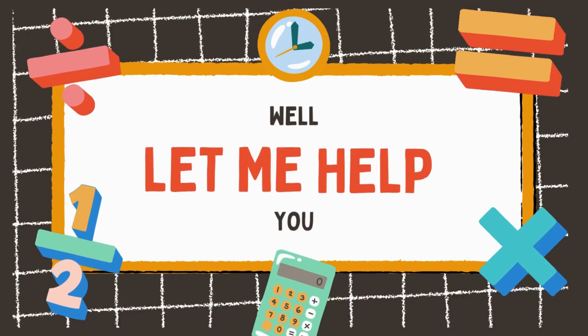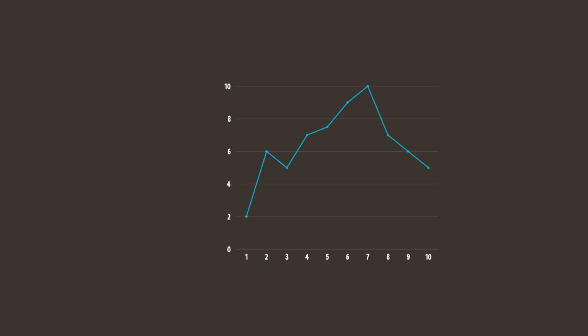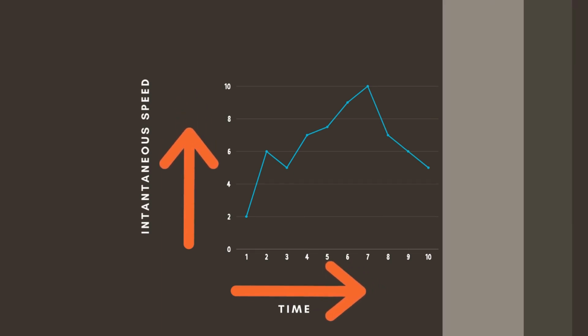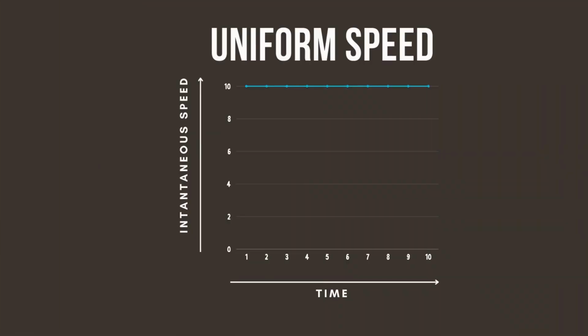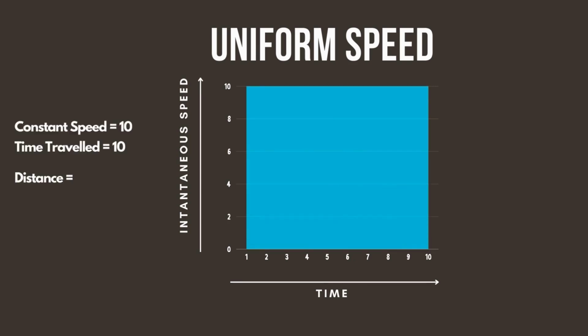Let me help you. First, plot your information on a piece of graph paper. Now, the x-axis represents time and the y-axis represents your instantaneous speed. If you were traveling at a uniform speed, you can just find the distance you traveled by multiplying the constant speed with the time you traveled, which means the area under this graph.